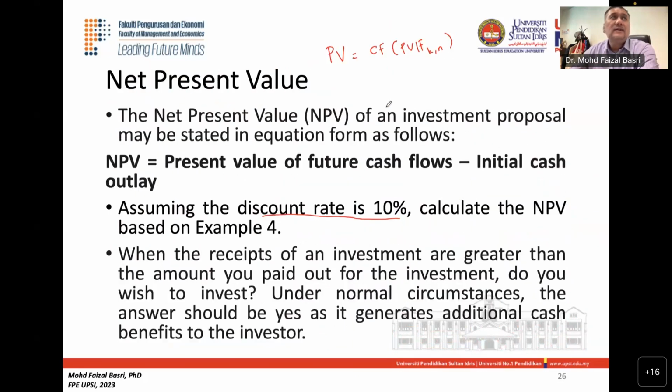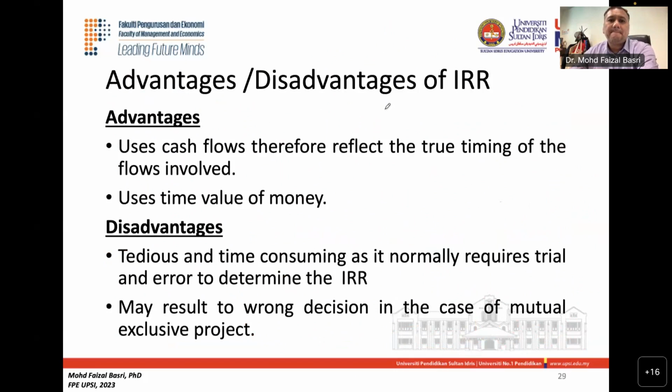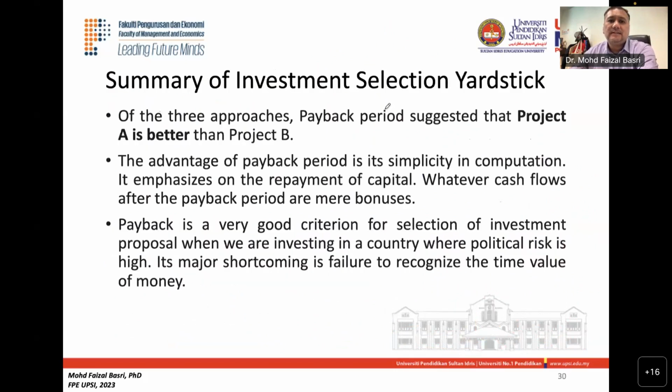Right, so as a conclusion, as a summary, based on the three approaches, our payback period suggests project A is better because, as I said, it's faster. 3 years versus 3.33 years. So project A is faster. It's a tiny bit faster as compared to project B. So it's easy to calculate.